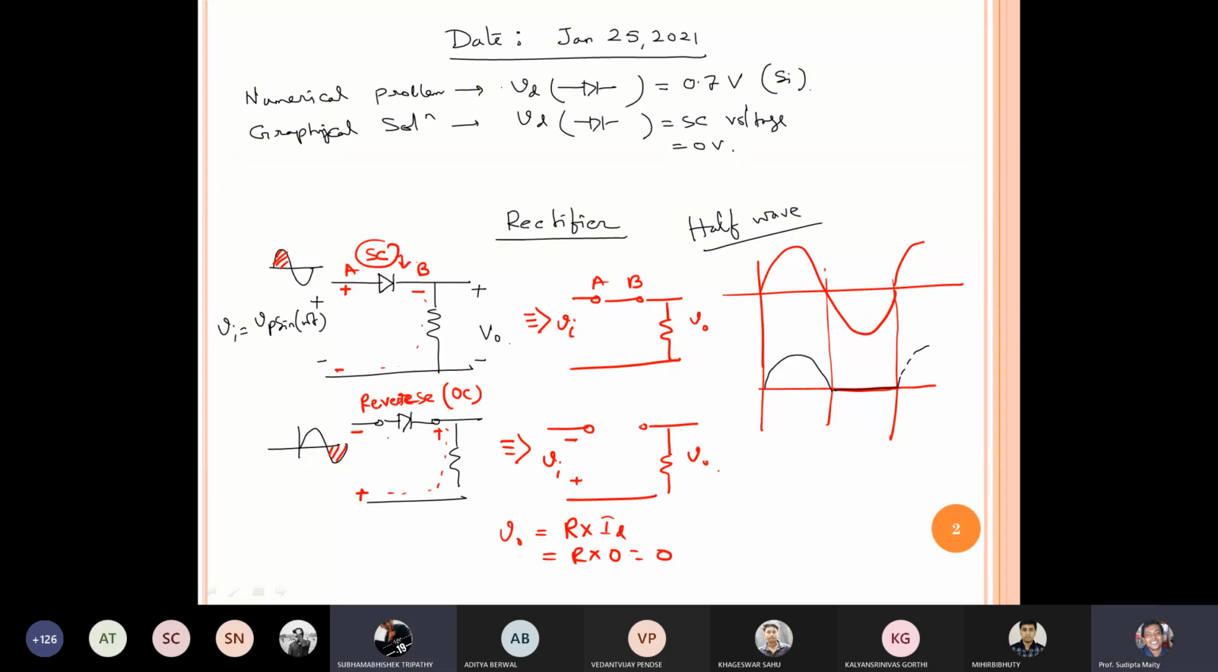Reverse. So in the reverse case, here we have minus voltage and here it is positive voltage. Is it clear? Minus and positive. Is it clear? Yes, sir.